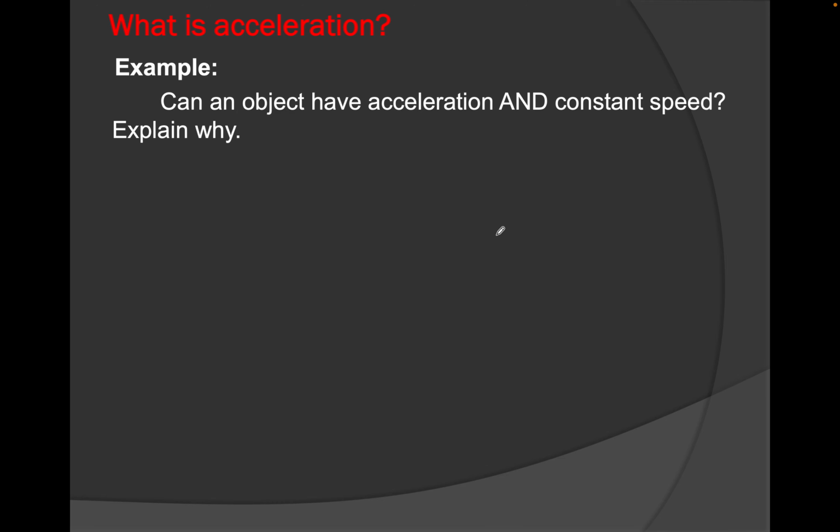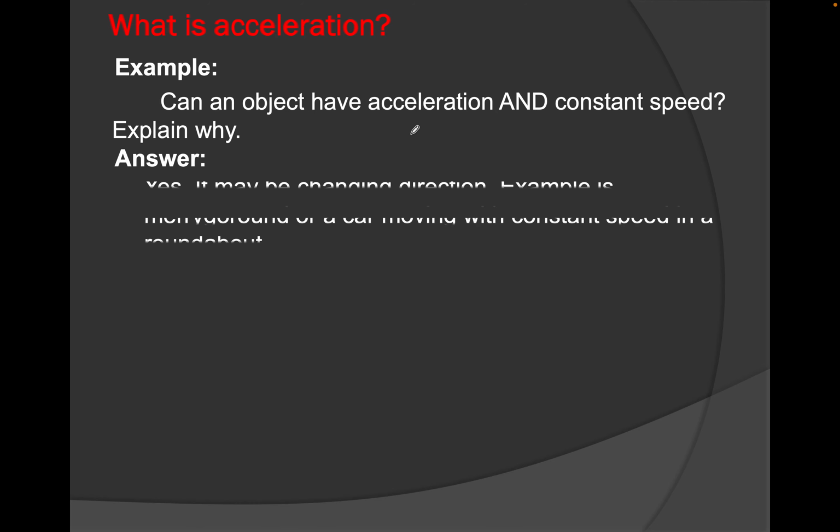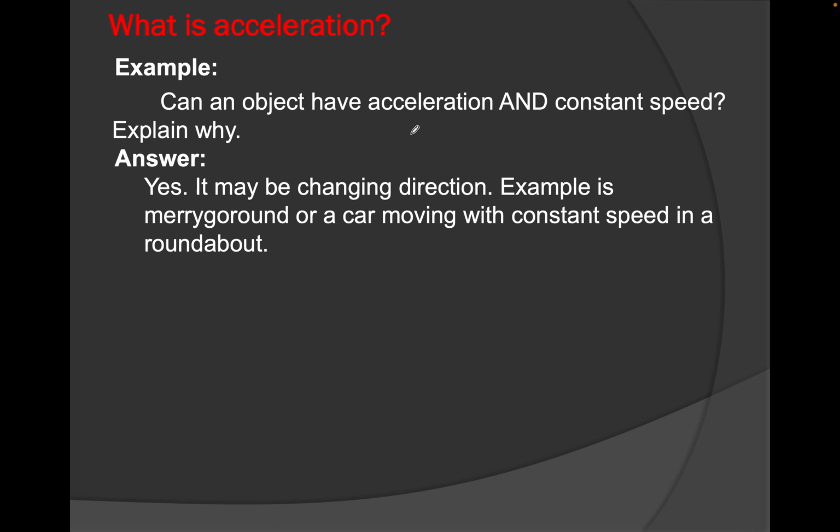Okay, so can an object have acceleration and constant speed? Actually, yes, it can. What can happen is it can change direction. I can be turning around a roundabout. My speed can be the same if this is my car and I am going on a road and it's turning to the left. My speed will be the same, but I'm changing direction. So if I am changing direction, there is an acceleration, because acceleration is a vector. A vector has size and direction.